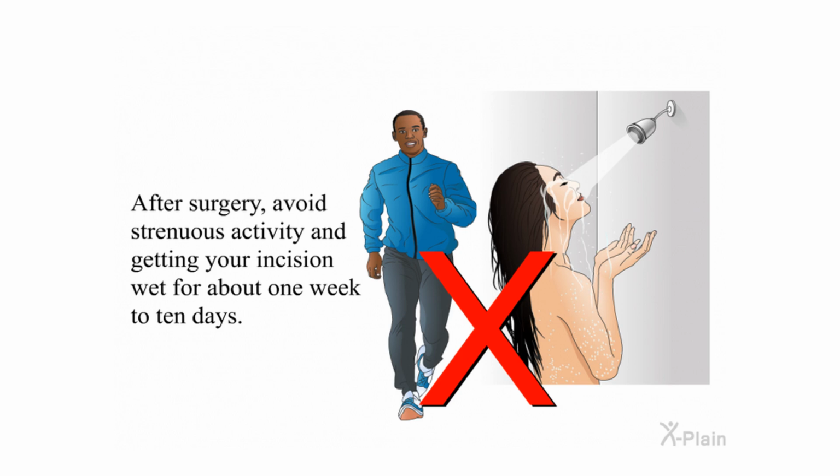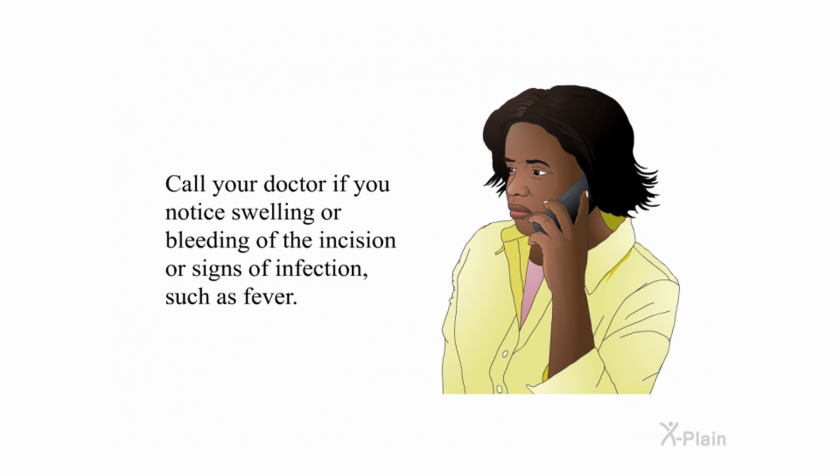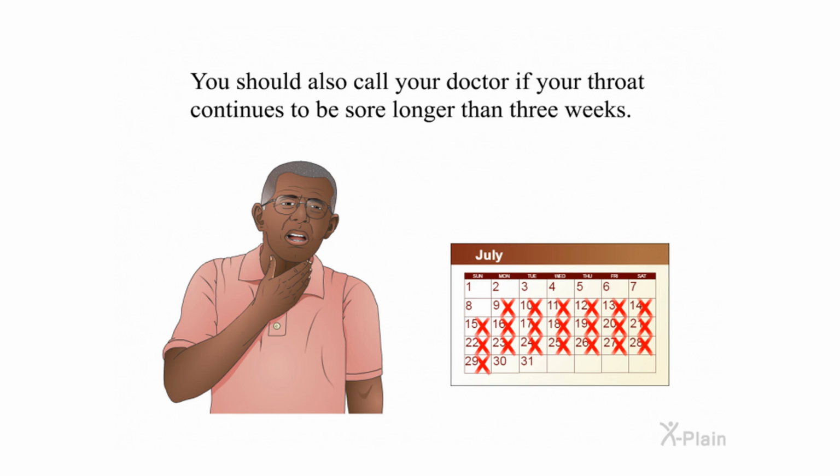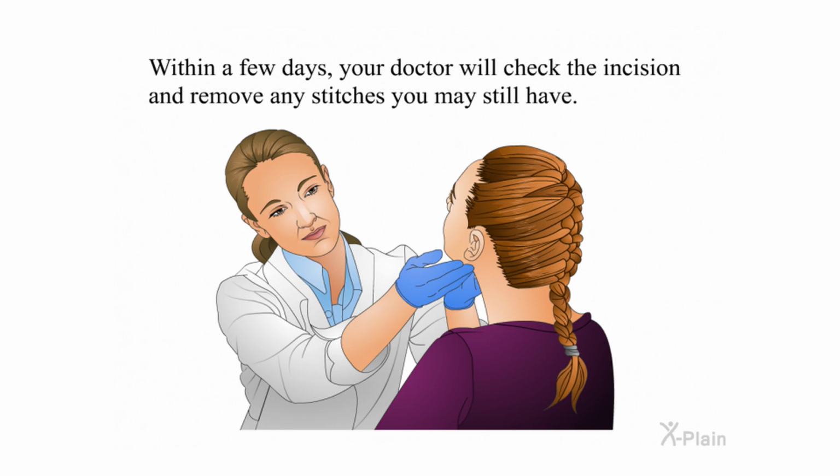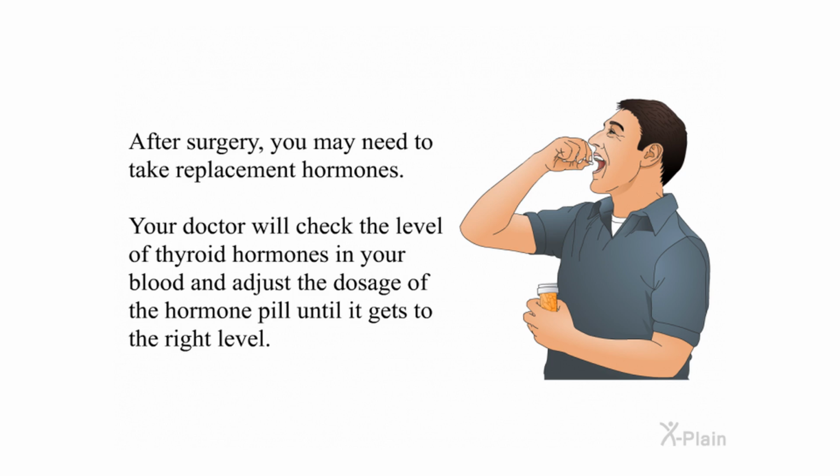After surgery, avoid strenuous activity and getting your incision wet for about 1 week to 10 days. Call your doctor if you notice swelling or bleeding of the incision or signs of infection, such as fever. You should also call your doctor if your throat continues to be sore longer than 3 weeks. Within a few days, your doctor will check the incision and remove any stitches you may still have. After surgery, you may need to take replacement hormones. Your doctor will check the level of thyroid hormones in your blood and adjust the dosage of the hormone pill until it gets to the right level.